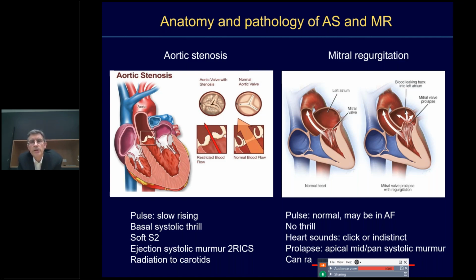Now, what about mitral regurgitation? Well, the first thing is the pulse character is typically normal, but often they will be in atrial fibrillation because the MR causes quite significant left atrial dilatation, and that left atrial dilatation triggers atrial fibrillation. You won't find a thrill anywhere at the apex or up in the aortic area. The heart sounds can be difficult to hear, particularly if you have a pansystolic murmur.